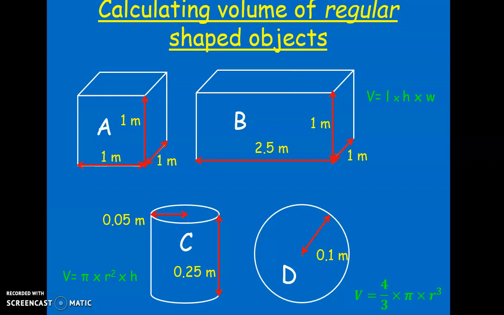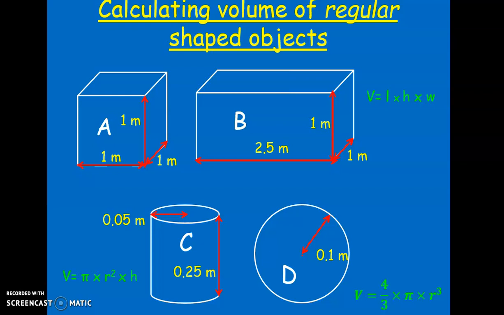So for cubes and cuboids, for example A and B, we can find the amount of space inside them, the volume, by multiplying the three dimensions together: the length, the width, and the height. To be honest with you, it doesn't matter which one you choose for length, width, and height, as long as you've multiplied the three different sides together.